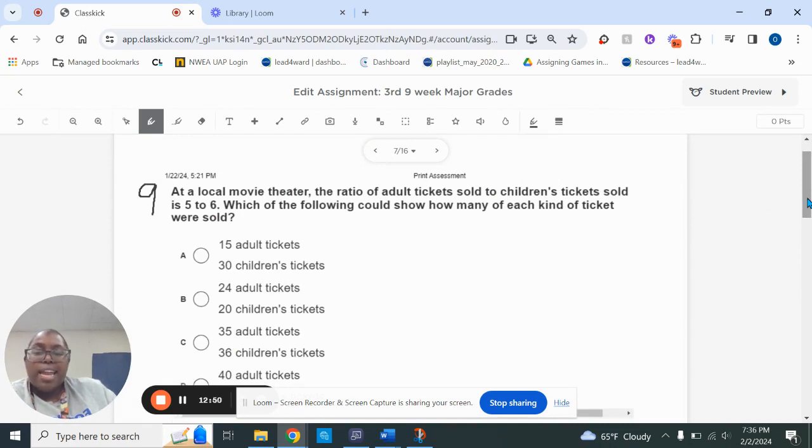Number 9, at a local movie theater, the ratio of adult tickets sold to children's tickets sold is 5 to 6. Which of the following could show how many of each kind of tickets were sold? So we're looking for how many kinds of tickets were sold. Now, here's the key thing about this question. It says that it is a ratio. And the adult tickets sold to children tickets is 5 to 6.